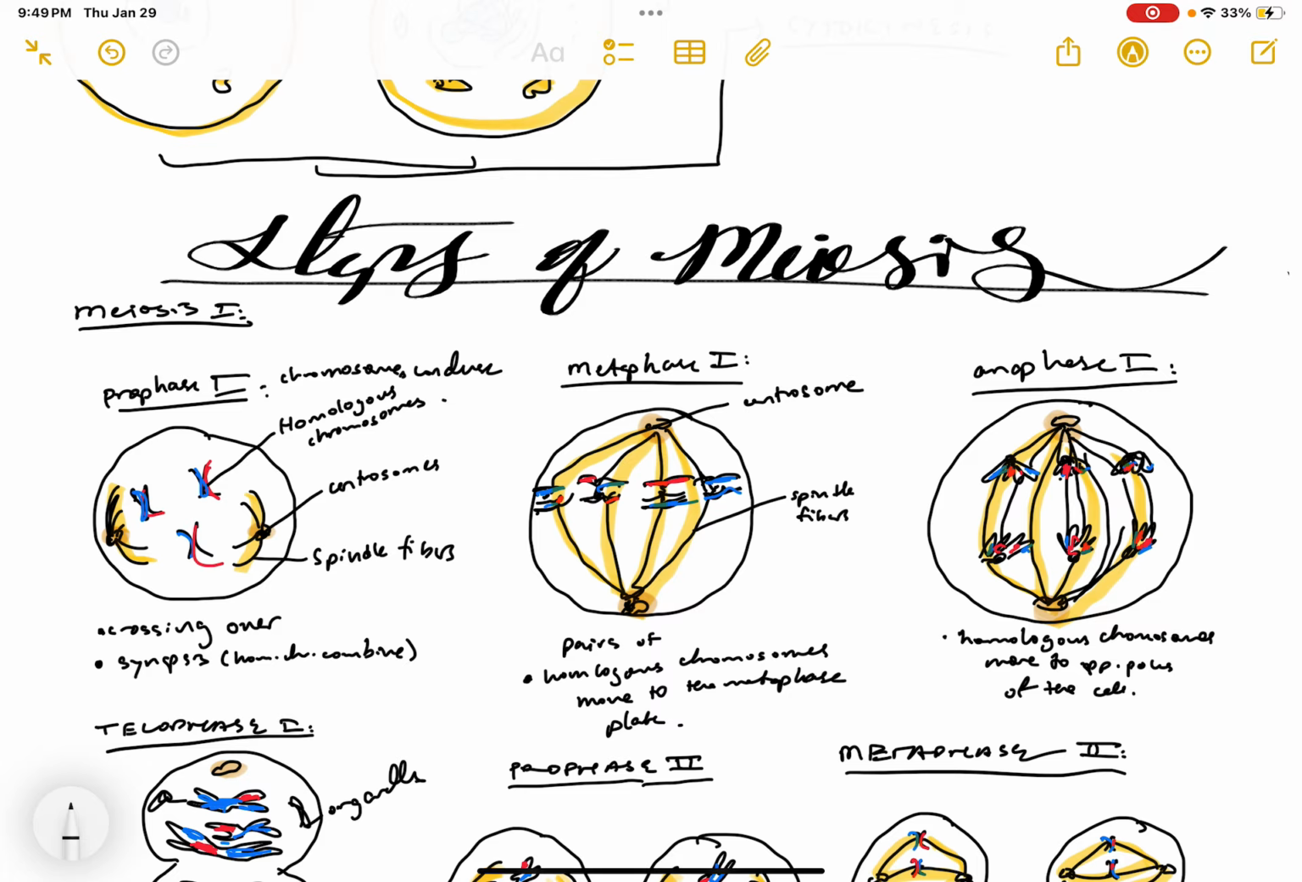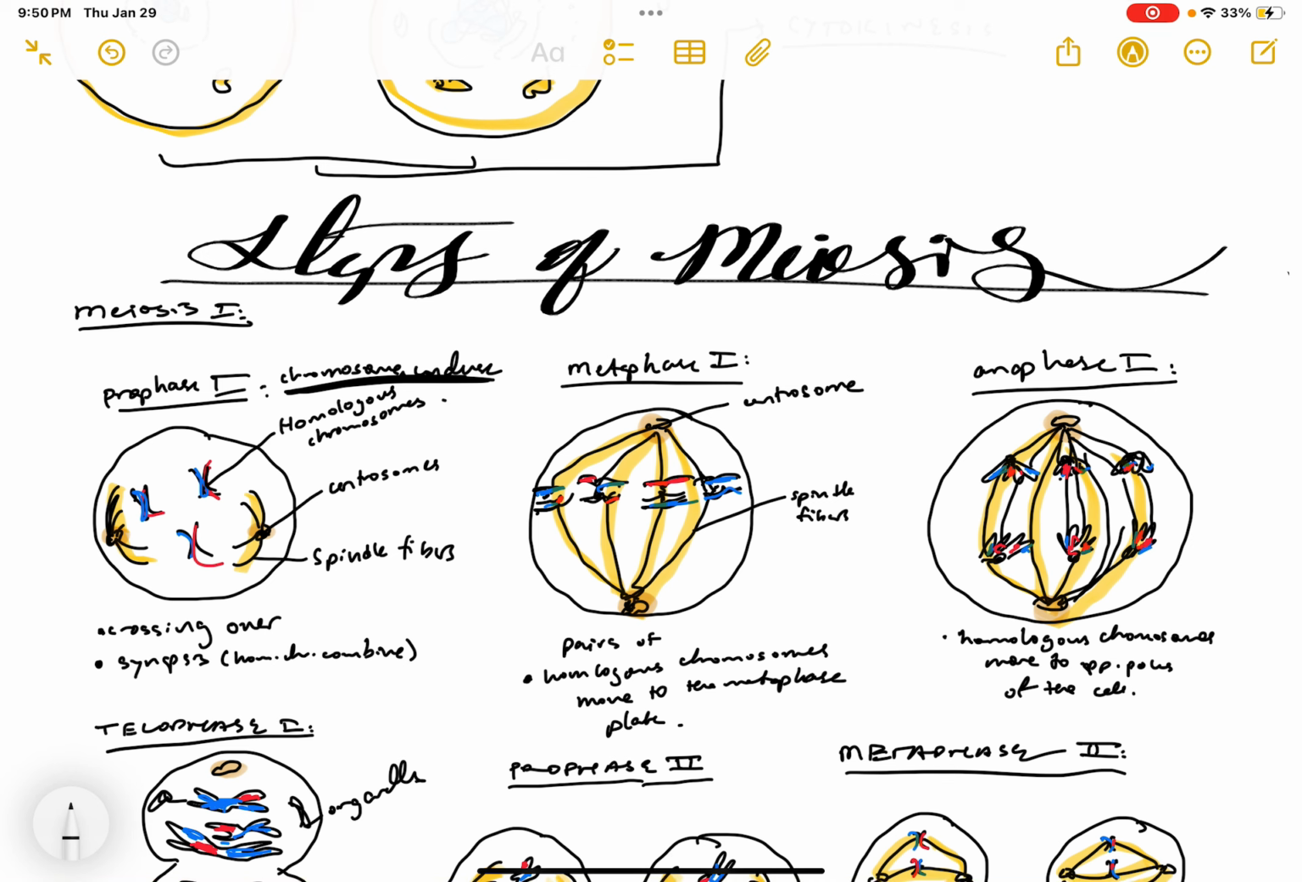And we have here crossing over that already occurred as a result, and thus there are homologous chromosomes here. And that's why you can see the different colors, right? Red and blue here, because the process of crossing over happened, and synapsis also occurs where homologous chromosomes combine. So that's what happens within prophase 1. Also, chromosomes condense, so that's an important part.